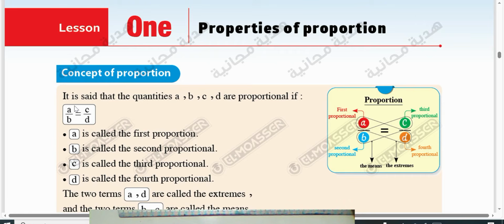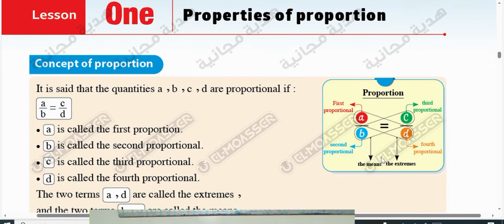The definition here is: the quantities a, b, c, d are proportional if a over b equals c over d. a is called the first proportional, b is called the second proportional, c is called the third proportional, and d is called the fourth proportional. Like this, a over b equals c over d.